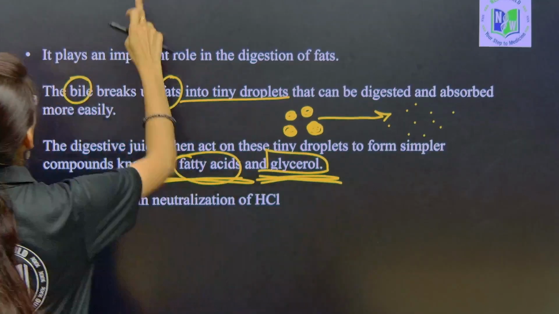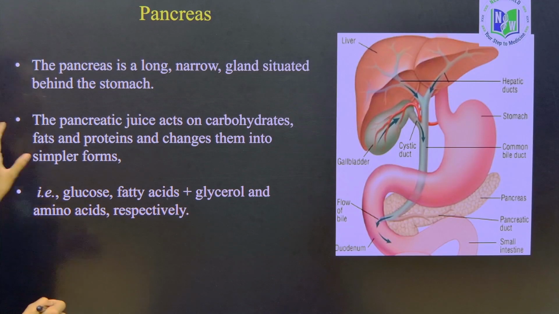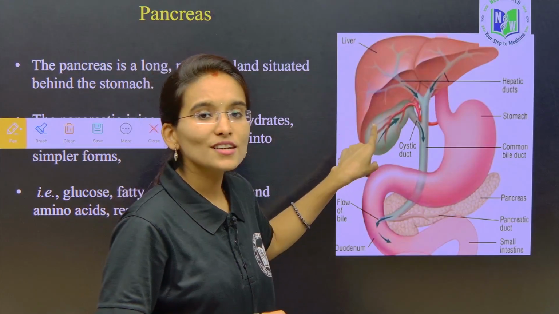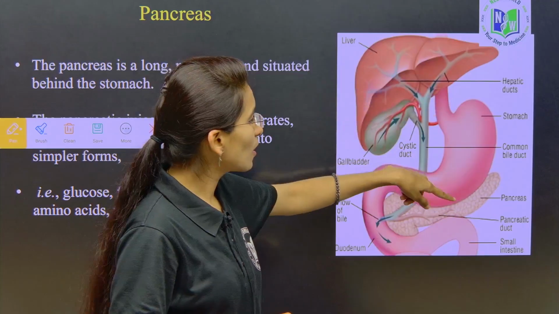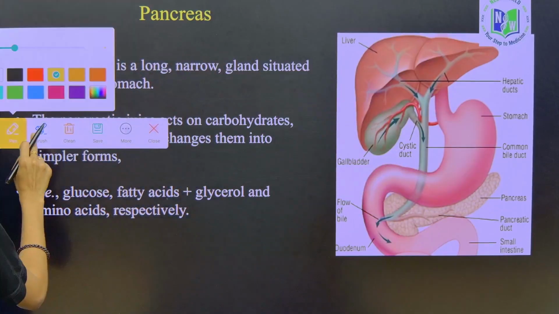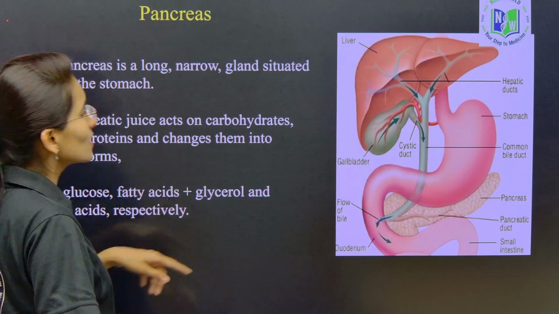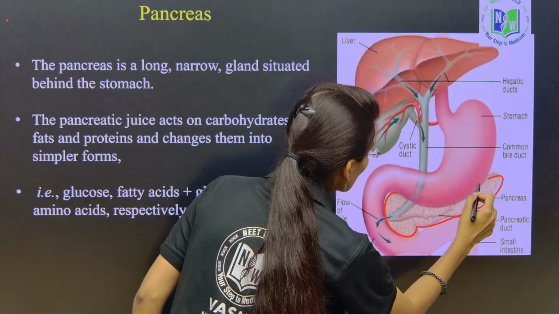Clear? Yes. So, now we will understand what the pancreas is. You have understood about the liver, right. This is the liver, my dear students, and to this the gallbladder is attached. Next we will learn about the pancreas. Where is the pancreas located? Can you see here in this particular visual? Yes, this is the pancreas.